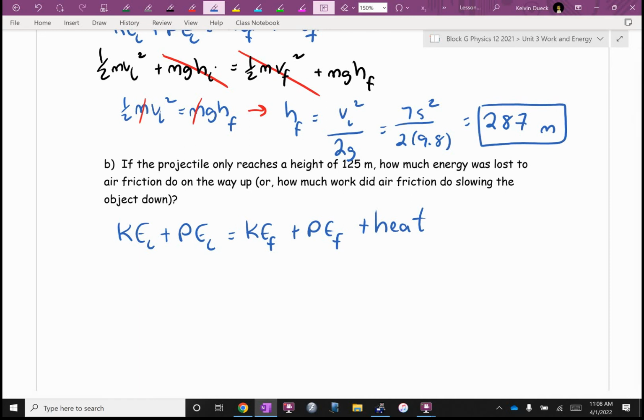Are any of these zeros? Well, potential energy will be 0 when we are on the ground. Are we ever on the ground?